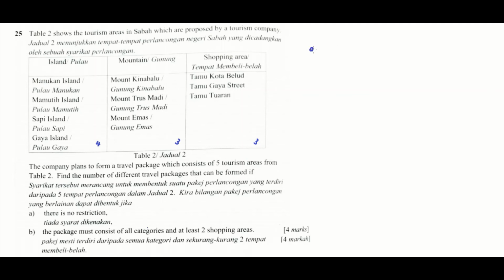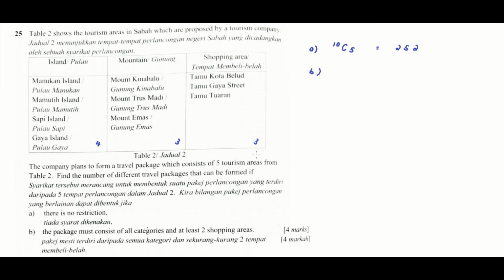I guess it's quite an easy question for part A. Out of the 10 tourism areas, I'm going to choose 5 for each of the packages. So why am I using C instead of P? Because when we talk about forming a travel package, the order of arrangement doesn't matter here. That's why we use combination instead of permutation. So 10C5, then I can get my answer, 252. Okay, so move on to B.